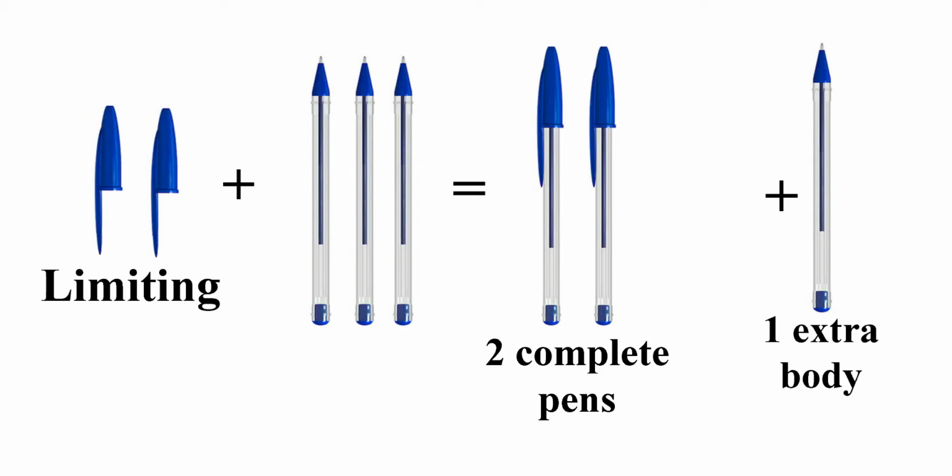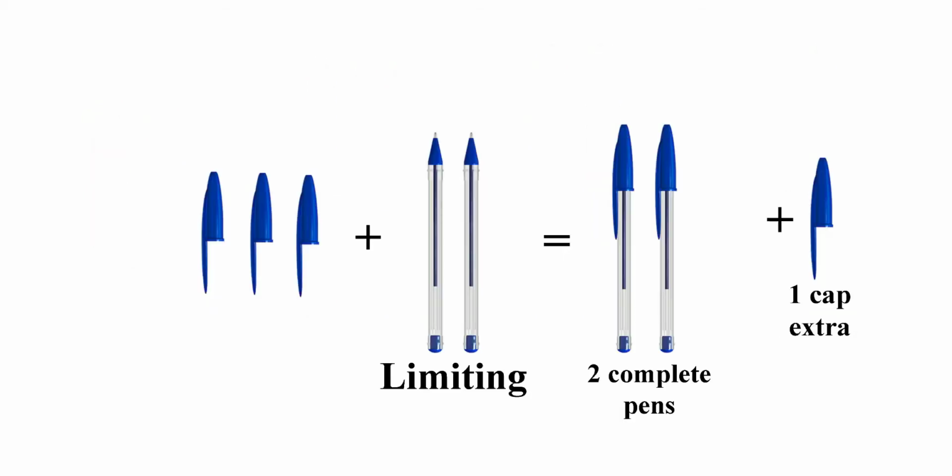In that case, the limiting element is the cap. Cap is the limiting element because you haven't taken a proper amount of cap. It has run out. If you take two bodies and three caps, in that case you will get only two pans, because you haven't taken a proper amount of body. So in this case, the pan body will be the limiting element.